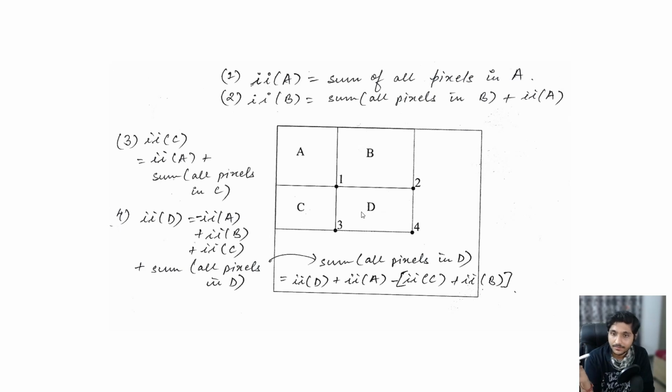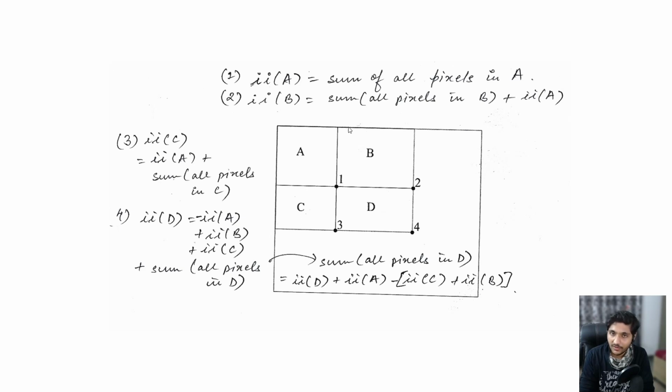But what about D? If you see here the fourth point, the integral image of D is going to be what? Integral image of A, but there is a negative sign to it, okay, remember, plus the integral image of B and the integral image of C and the sum of all the pixels in D. Why did we subtract the integral image of A? Because for B and C we already had A over there, right? Because the integral image of A had the sum of all the pixels in A, right?